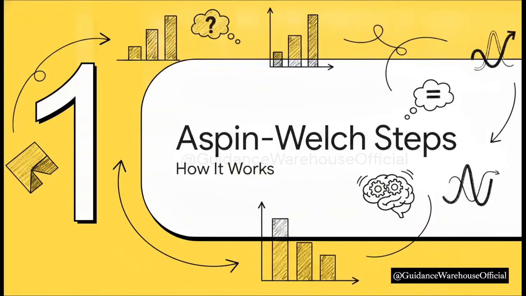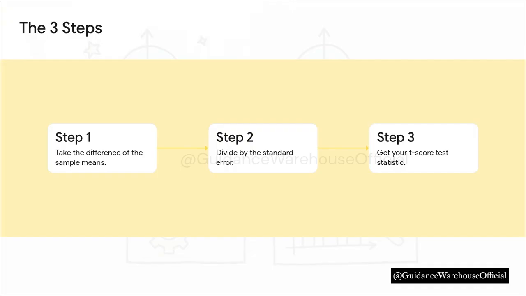Don't worry about memorizing massive equations here, just focus on the underlying logic. The process really just breaks down into 3 logical steps. First up, we take the difference of our sample means. Simple enough, right? But wait, very different means can happen just by pure chance if there's a lot of wild variation in our samples. So step 2 is absolutely crucial. To account for that variation, we divide that difference by the standard error to standardize it. This essentially estimates the overall variation using our 2 sample standard deviations. Finally, step 3. This calculation hands us a t-score test statistic.